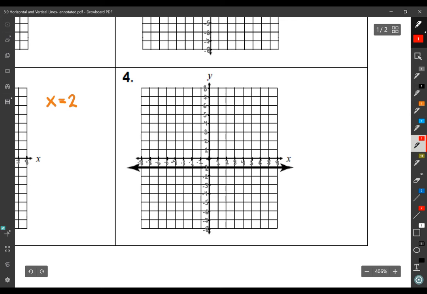So again, I'm just going to label a couple points on the line. So this is -4, comma -1. This is 3, comma -1. This is 6, comma -1. Okay, look, it's our y value that's remaining constant, right? So the equation of this line is y is equal to -1.